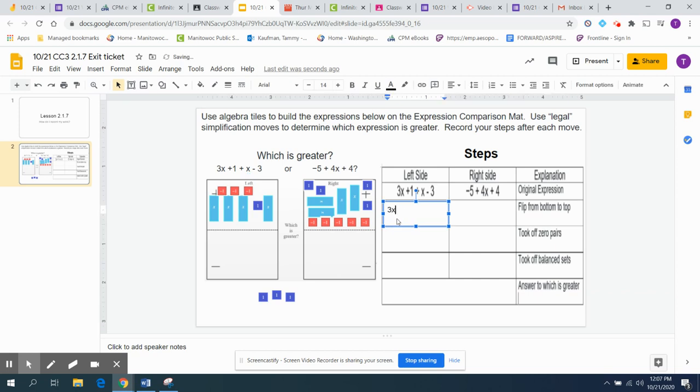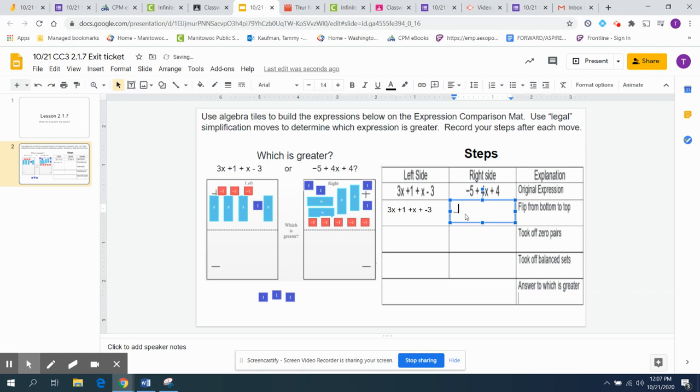I still have 3x plus 1 plus x. But now instead of on the bottom, I have plus negative 3. That's how it changed. Instead of -3, I have plus -3. And this side stays exactly the same.